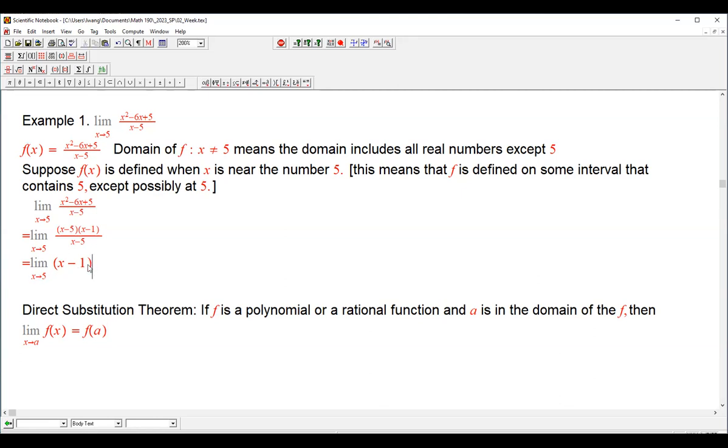5 is in the domain of x minus 1. x minus 1 is a polynomial. It's actually a binomial, right? The domain of x minus 1 is all real numbers. Then you say, how about the previous one?